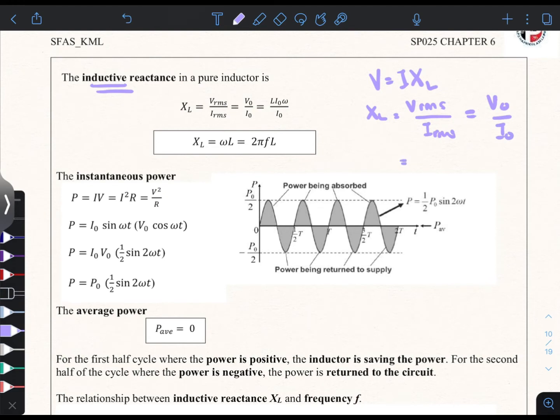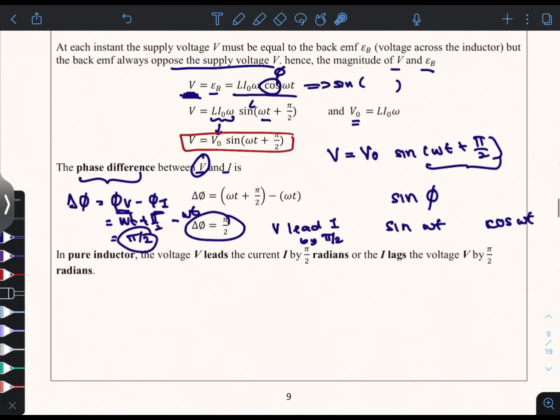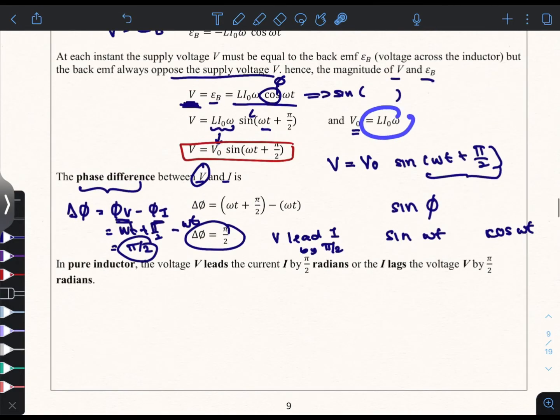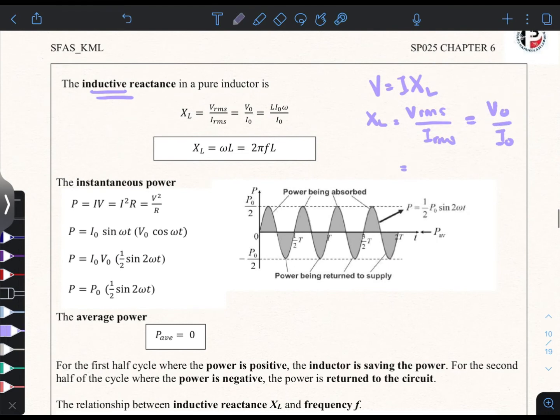However, V0 ini tadi kita cakap sama dengan L I0 omega. So you're going to substitute that inside here. L I0 omega bahagi dengan I0, kita dapat L omega. So your XL adalah L omega. Omega ni apa? 2 pi F. Okay, so your inductive reactance is equals to angular frequency darab dengan inductor, ataupun 2 pi F darab dengan L itu.